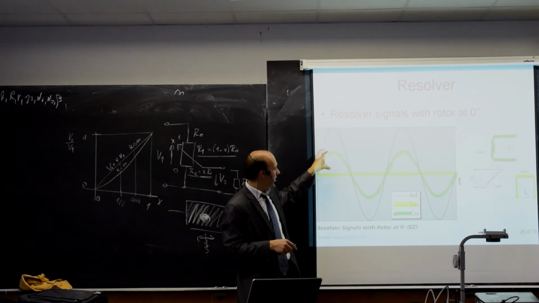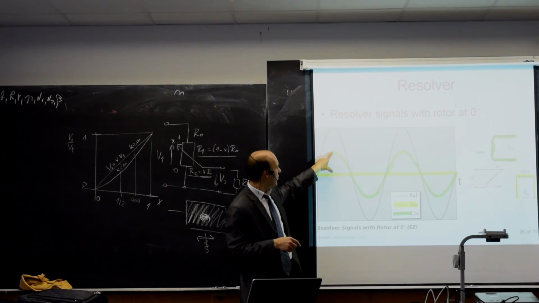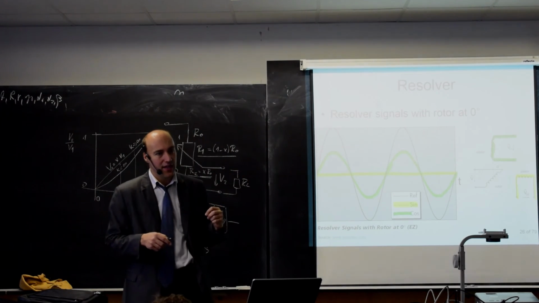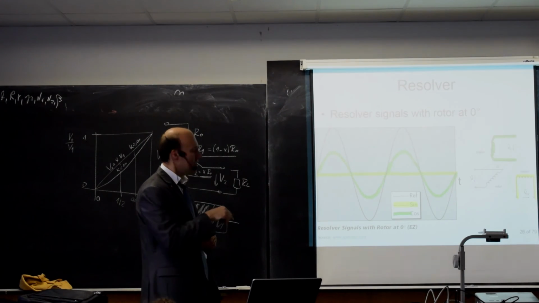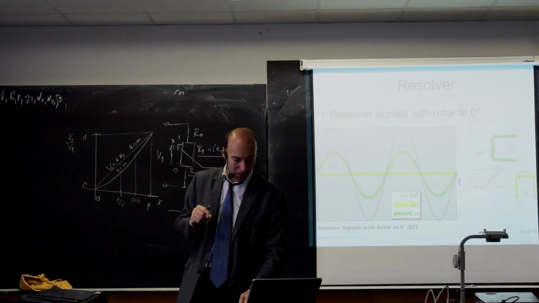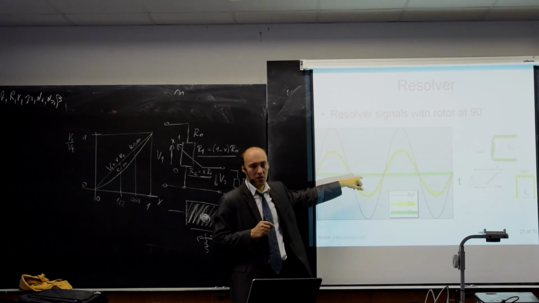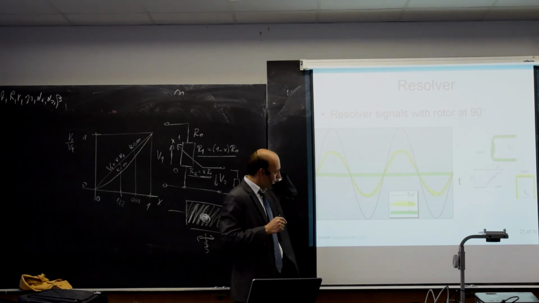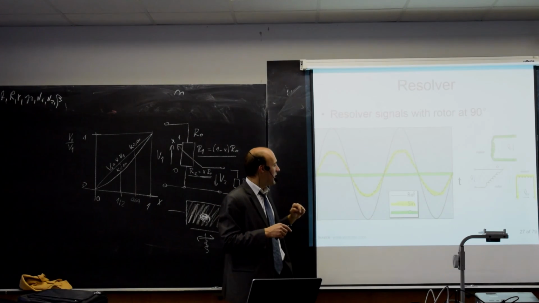So the sensor gives you two voltages, and you are looking for amplitudes. So here we have a maximum amplitude of this winding and a minimal amplitude of the other winding. Now if I rotate the rotor by 90 degrees, I will have directly the opposite. I will have 0 voltage on the cosine winding, and I will have a maximum voltage on the sine winding. So this is for position 0 and position 90 degrees.